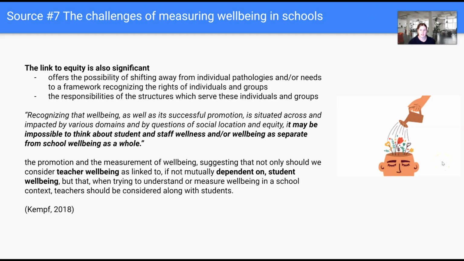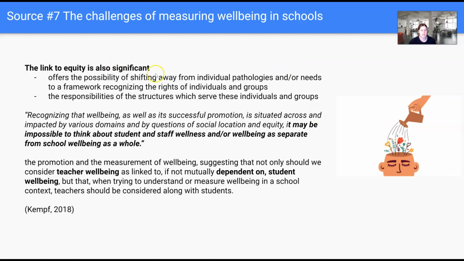Number 7, the challenges of measuring well-being in schools. I think this ties in with the cultural responsiveness, but also the well-being. I just highlighted a few things that I thought were relevant. Teacher well-being, I think, is really crucial to this, and they go hand in hand with student well-being. So it's this ebb and flow of student well-being, teacher well-being, and then the whole school well-being. There's a lot of connection there.